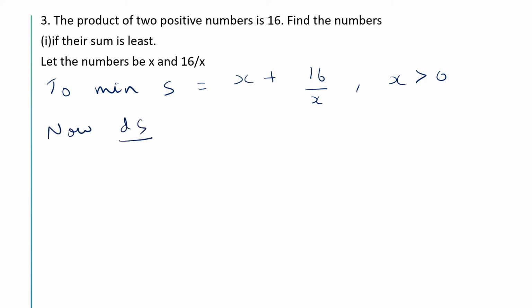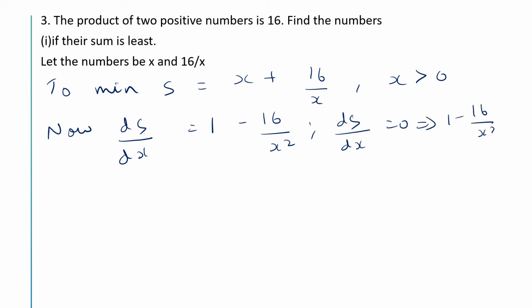Now dS by dx is 1 minus 16 by x square. At critical points, dS by dx equal to 0 implies 1 minus 16 by x square equal to 0, or we have 1 is equal to 16 by x square. From this we get x square equal to 16, or x is equal to plus or minus 4. We cannot take minus 4 because we got x greater than 0. So x is equal to 4. This is the critical point.